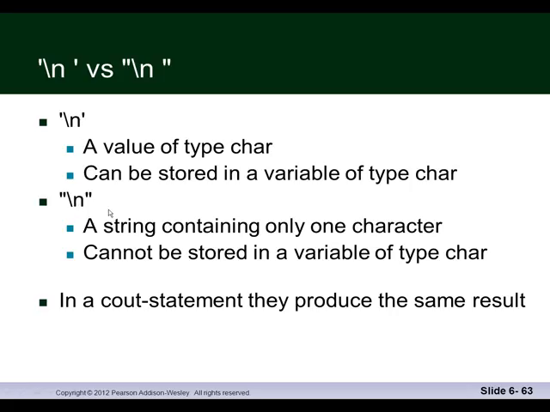So if I take this one and I try to put it in one character, it's not going to work. This is a string. This is two characters. This is a character, it is just one character. But when I'm doing the cout statement, they're both going to do the same thing, meaning it's going to give me a carriage return.